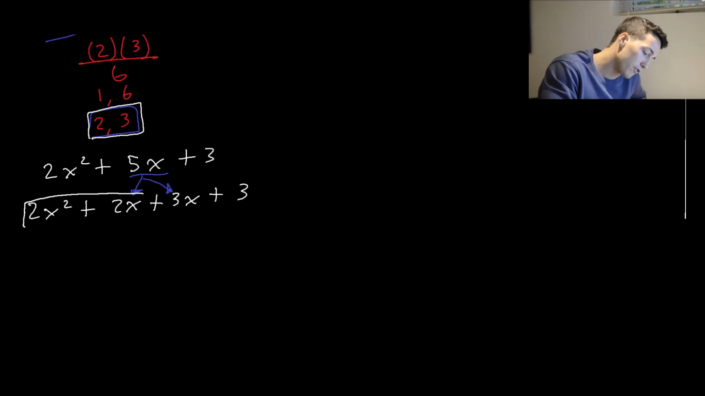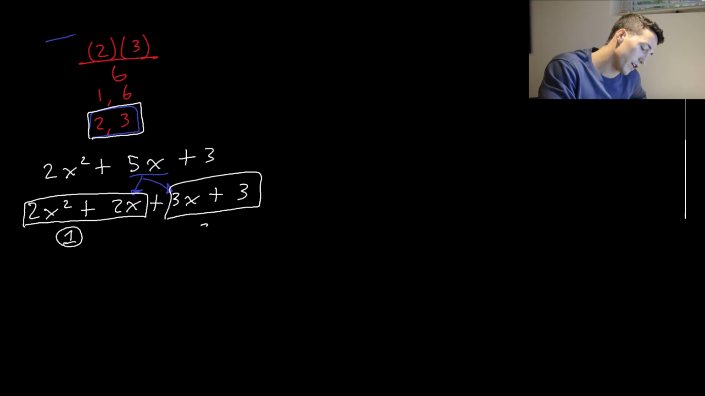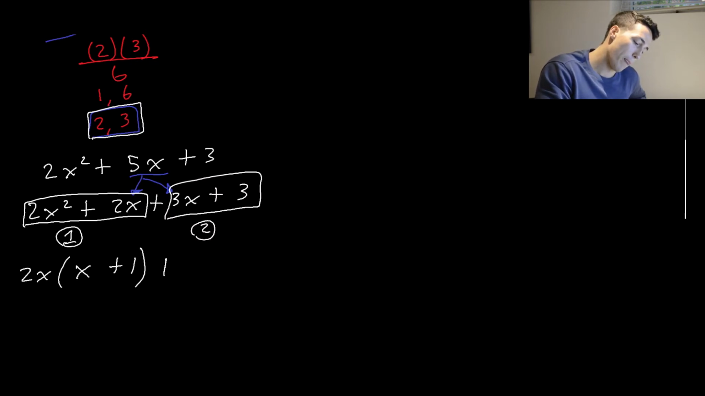So I'm going to group this group right here, and I'm going to group this group. Firstly, we'll go with group number 1, which is right here. So we're going to do 2x squared plus 2x. Well, 2x is common to both of those, so I'm going to write x plus 1. So that's group 1. Then, what's common to 3x and 3? Well, it's the coefficient 3. So 3 is going to be on the outside, x plus 1.